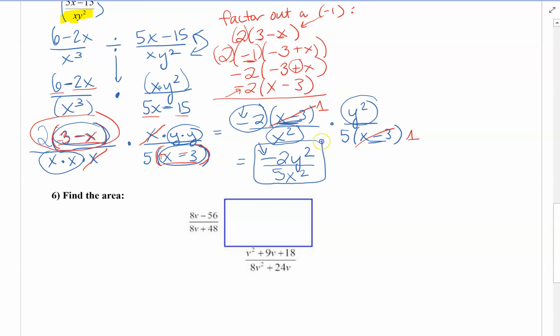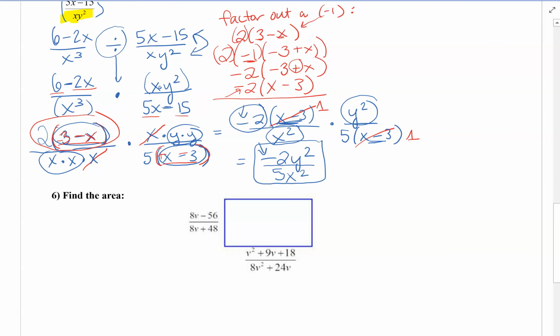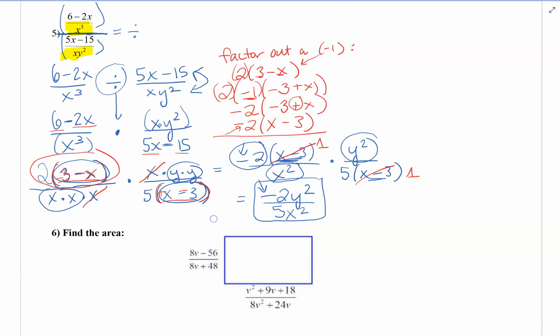So that is my answer to this division problem, right? I do need to list the restrictions. So remember, when you are finding restrictions for these types of problems, you need to look at all denominators ever. I have my x cubed, which was a denominator from the first fraction. My xy squared was originally the denominator of my second fraction. It did end up in the numerator, but it was a denominator at one point. And then the 5x minus 15 became a denominator when I flipped that second fraction. So my denominators were x cubed, xy squared, and 5x minus 15.